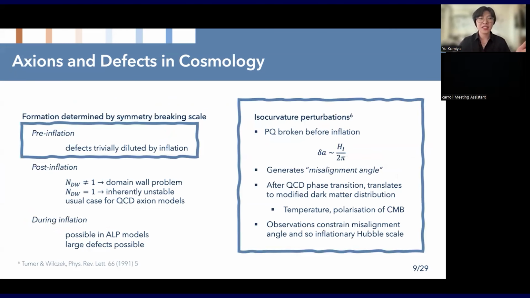And the sort of things that are generated by this is very much related to where we place everything with respect to inflation. So if we suppose PQ symmetry is broken before inflation, then the only constraint on this is isocurvature perturbations, which is a very well-known constraint on axions and also on the inflationary Hubble scale. So in this scenario, we have these axion strings being formed before inflation, and of course during inflation, they're very much diluted, and there's not much that happens in a physical or phenomenologically interesting sense.